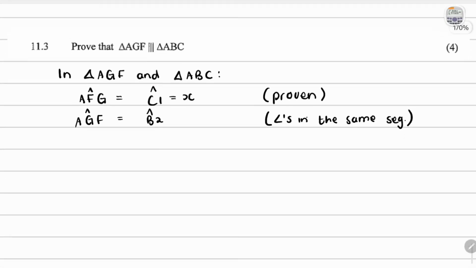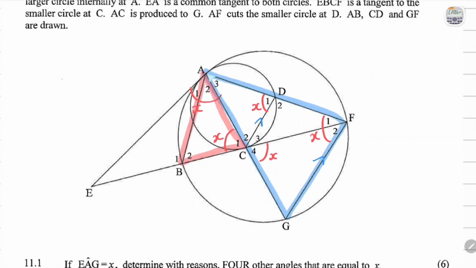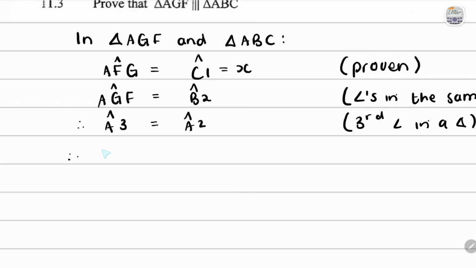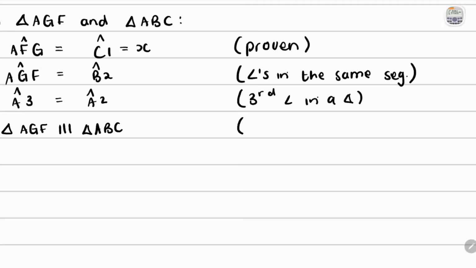Okay, and now that we have that, we can also just finally conclude that the third angle in each triangle would be equal by default because the sum of angles in a triangle must add up to 180 degrees. So if those two are already equal and those two are already equal, then by default, the remaining two will be equal. So angle A2 would be equal to angle A3. We can tell them that angle A3 is therefore equal to angle A2. And this is because it is the third angle in a triangle. Okay, and that proves that they are similar since their corresponding angles are all equal. So triangle AGF is therefore similar to triangle ABC. Okay, and the reason they are similar is because of angle, angle, angle. Three sets of angles that are equal.